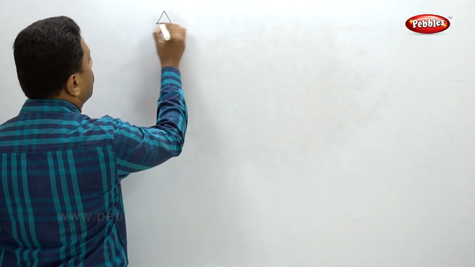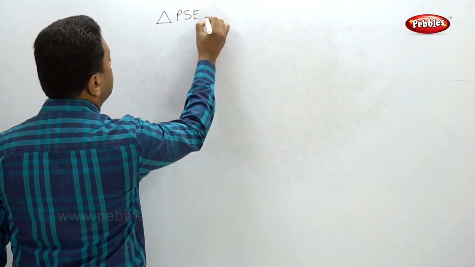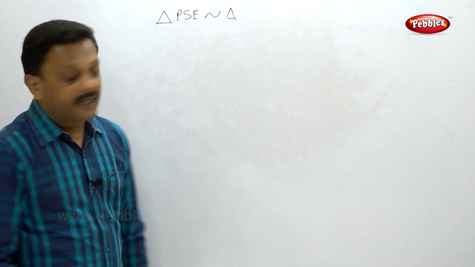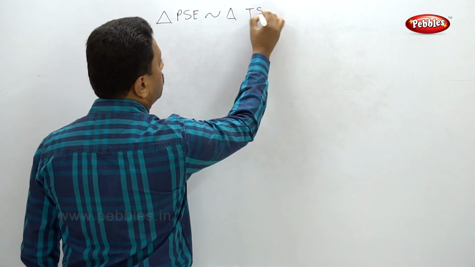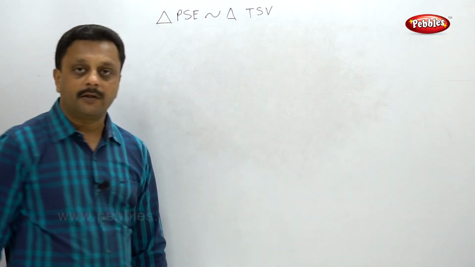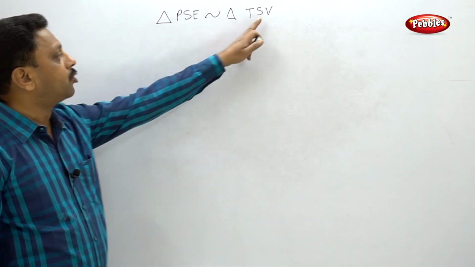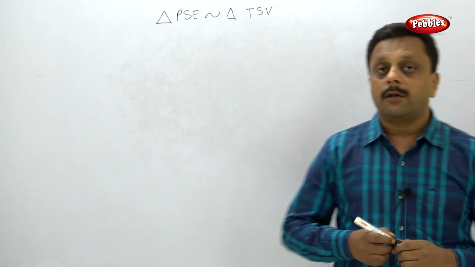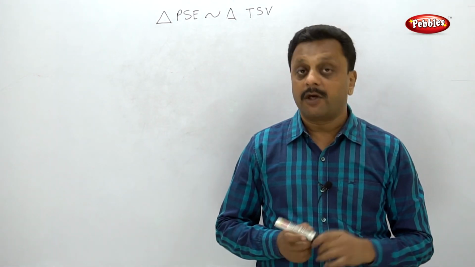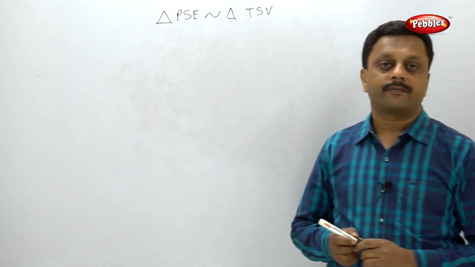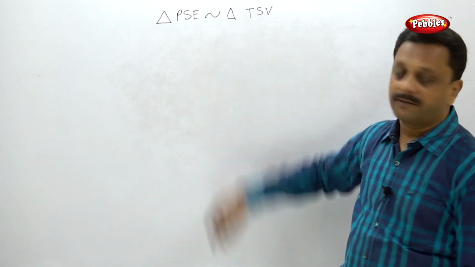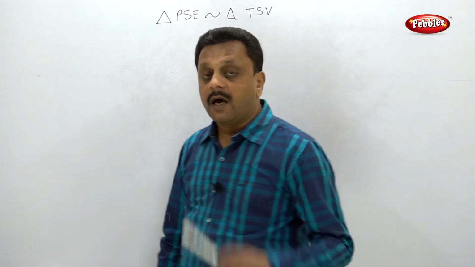Triangle PSE is similar to triangle TSV. Now can you see that S is common in both the triangles? Previously we have seen that the points were different, but here one point is common. Point S is common here. So in this case, how shall we proceed?